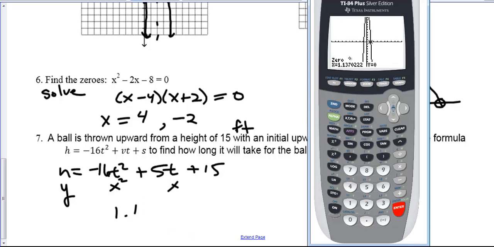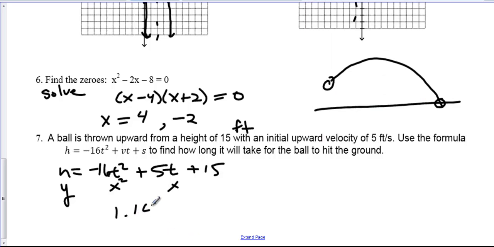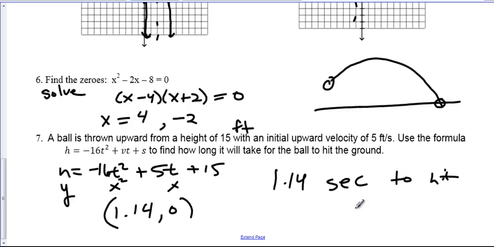Let me check my rounding here. The 7 tells the 3 to become a 4. 1.14, 0. And that means it takes 1.14 seconds to hit the ground. Remember, we didn't use the negative value because it doesn't make sense in terms of how long that ball's in the air. We can't have negative time, so I didn't even bother finding it that way. But you can always find your intercepts that way by going back and doing a left and a right bound on that one and get that negative answer in case you have a generic problem like number 6.